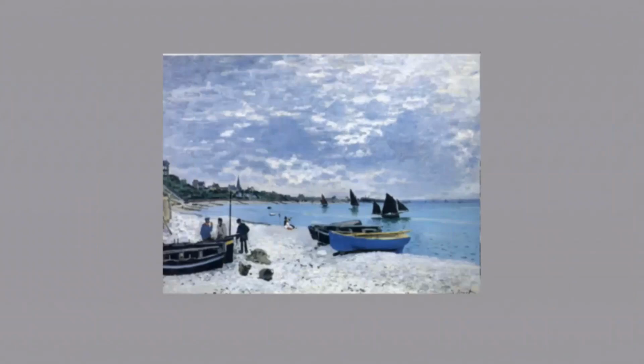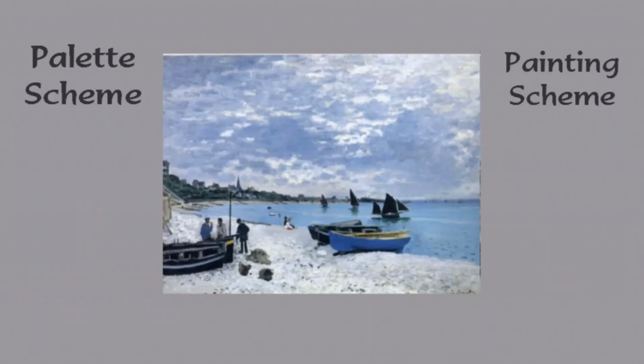And that brings up an important distinction we need to make, and that is the difference between the palette scheme and the painting scheme. And we've talked about the painting scheme so far. The painting scheme is the goal. That's the kind of painting we want it to be, or how we want the colors to be. In this case, Monet's painting is monochromatic. But how we get there is the strategy, and that is the palette scheme. In other words, what colors do we need to put on that palette to make a painting like this work?